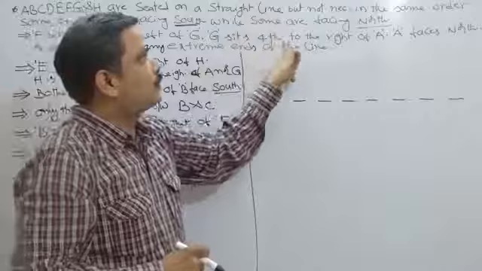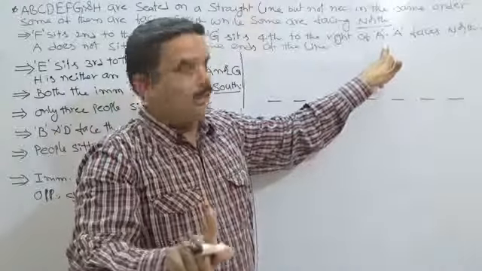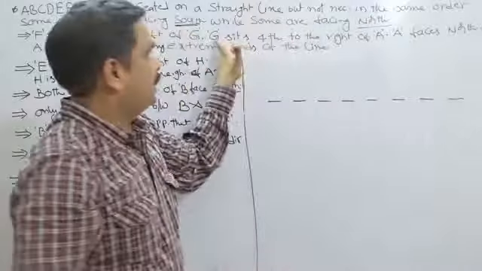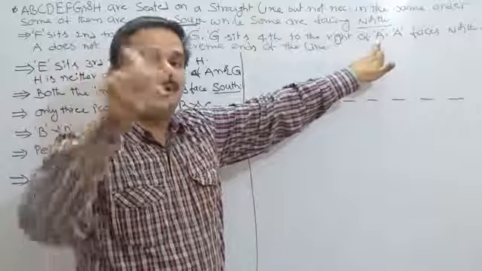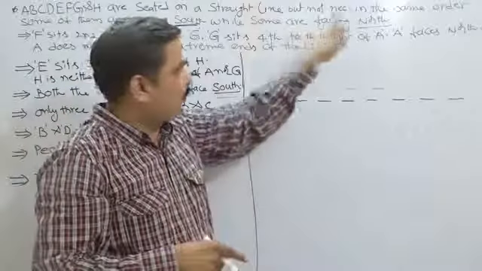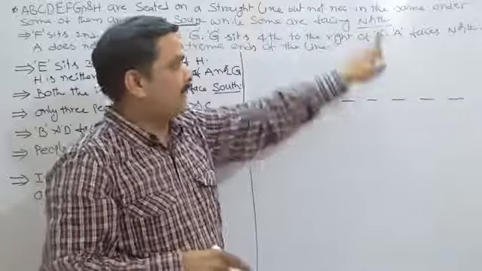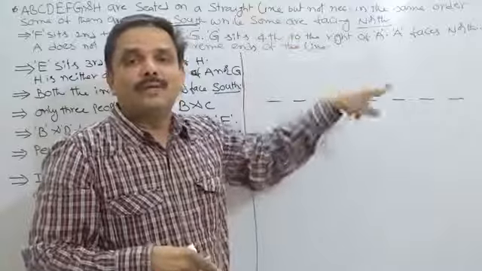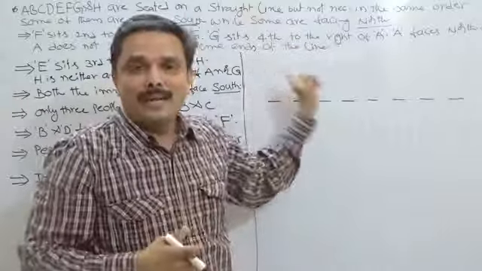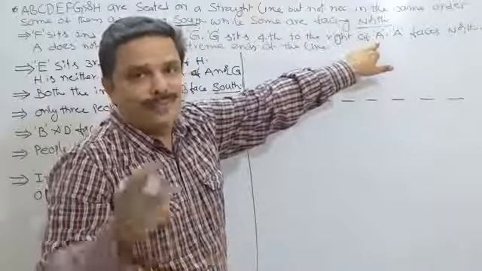G sits fourth to the right of A. Now observe here, learners: G's position depends upon A's position, and F's position is based on G's position. So first try to accommodate A, try to place A on the chart. Based on A, I can go for G, followed by F. But G sits fourth to the right of A, and we don't know where A is placed.